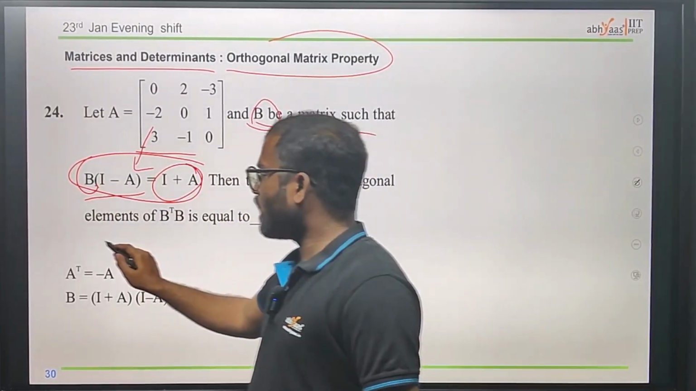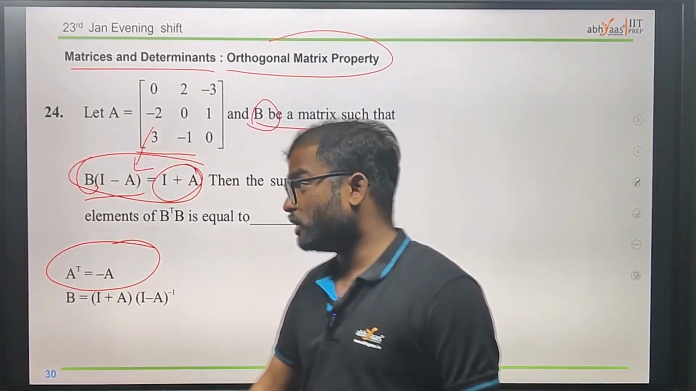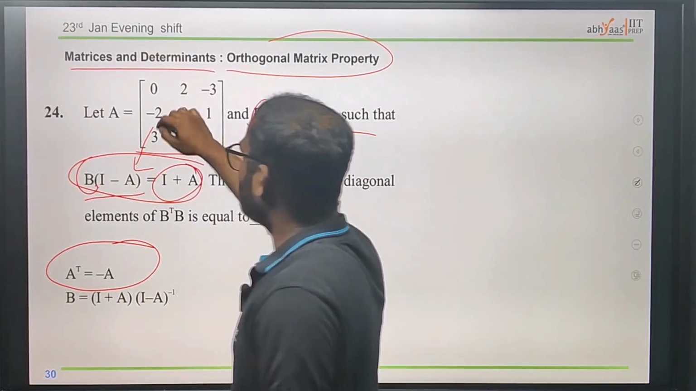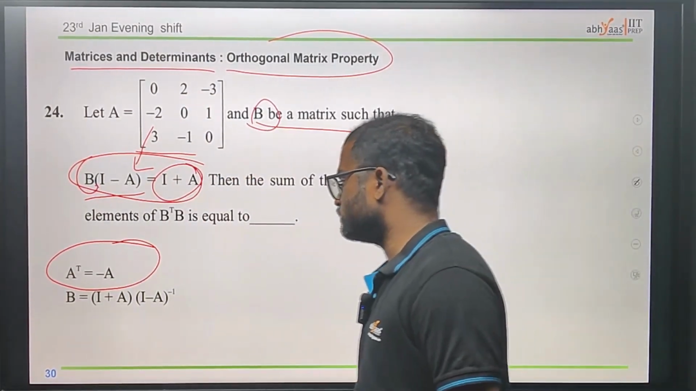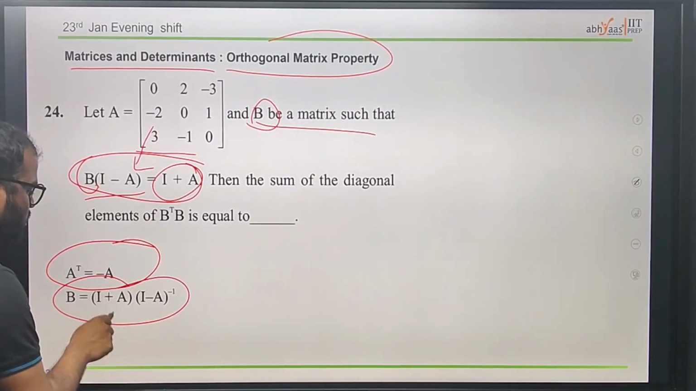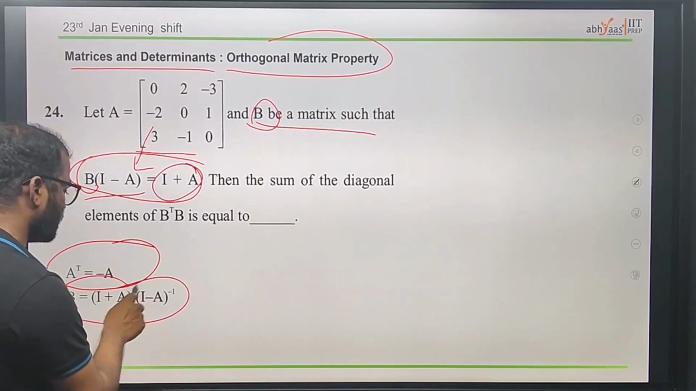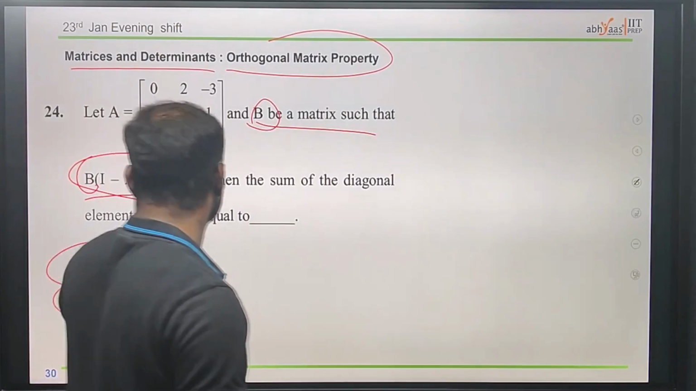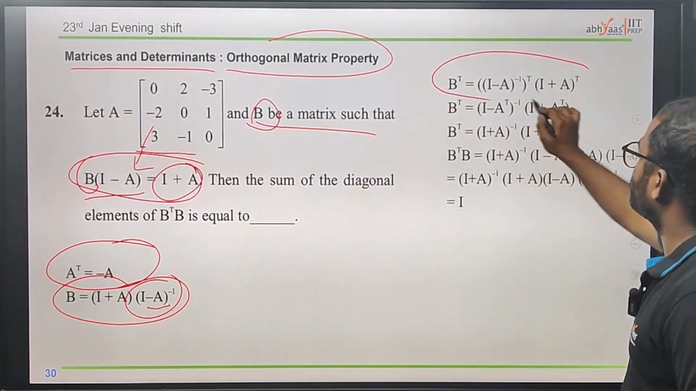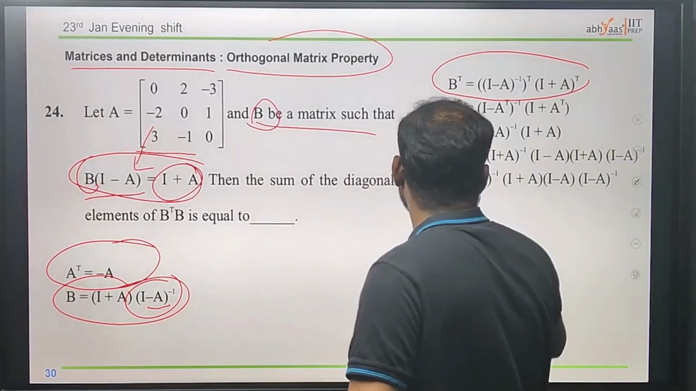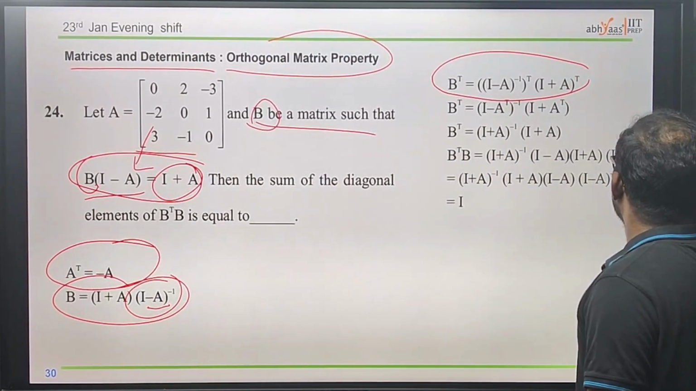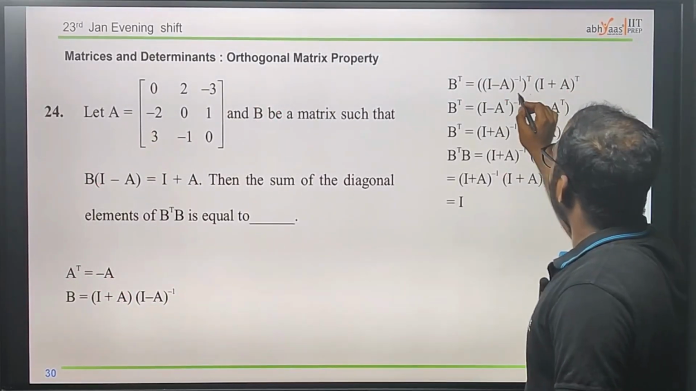See here, we have A transpose is equal to minus A. By using this, you already observed that it is a skew symmetric matrix. By that we can easily find that A transpose can be written as minus of 1 minus A. Now similarly, taking transpose on both sides gives us some algebraic operations.